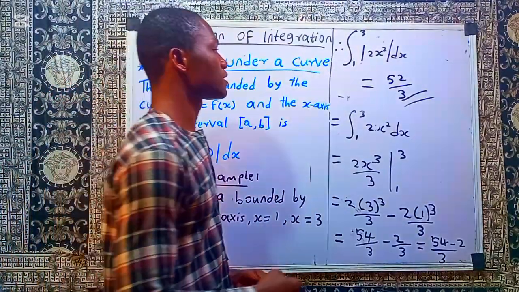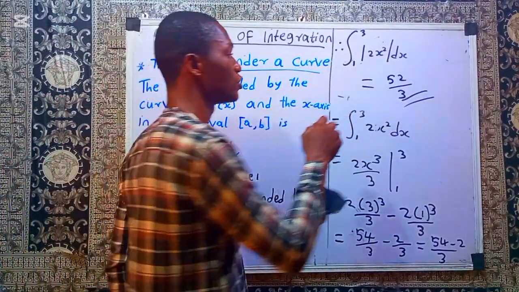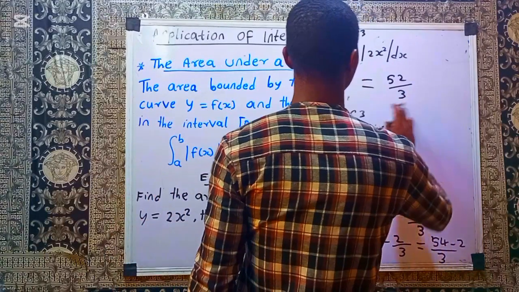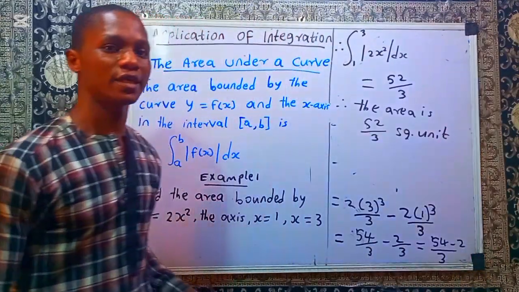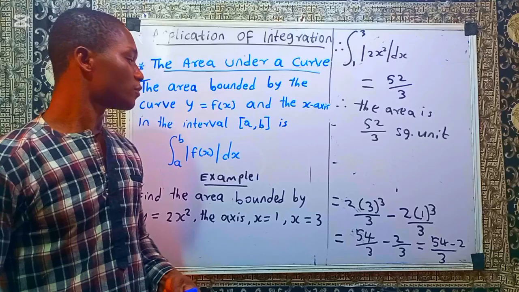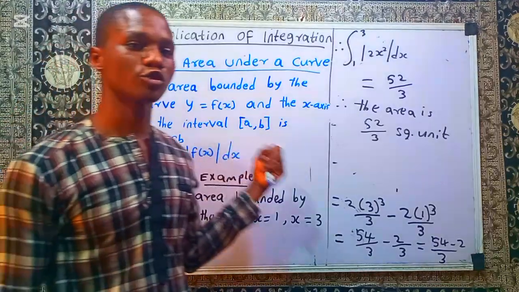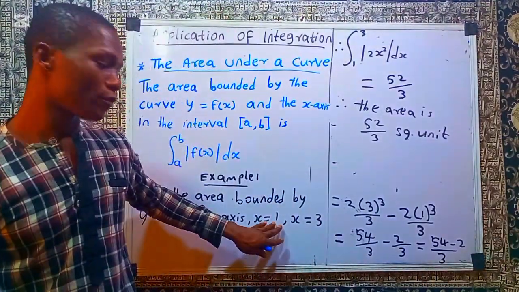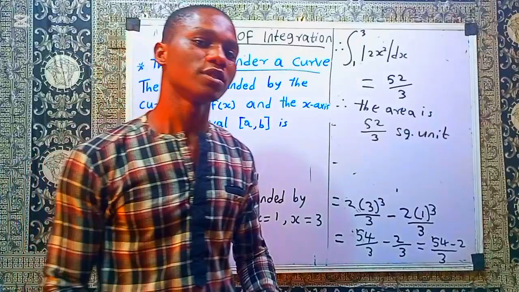So this gives us the area under this curve, the area of this function evaluated from 1 to 3. So this gives us the result.